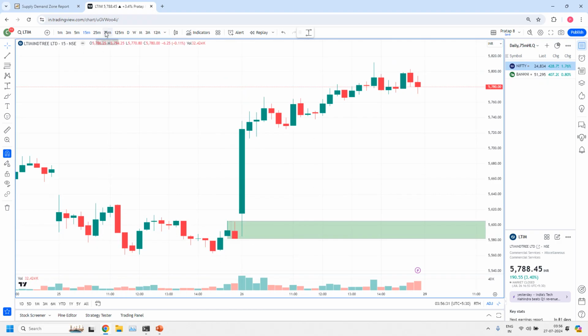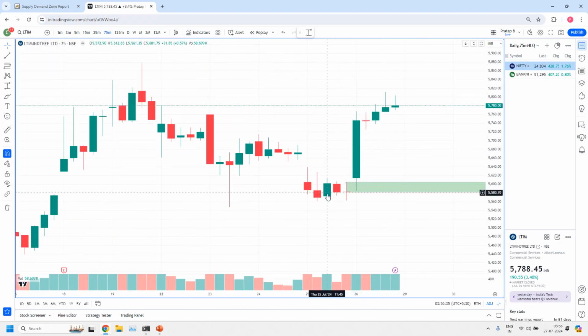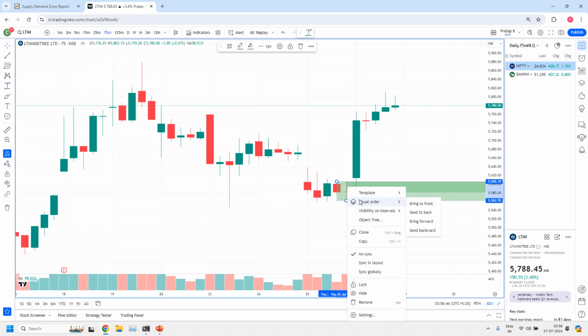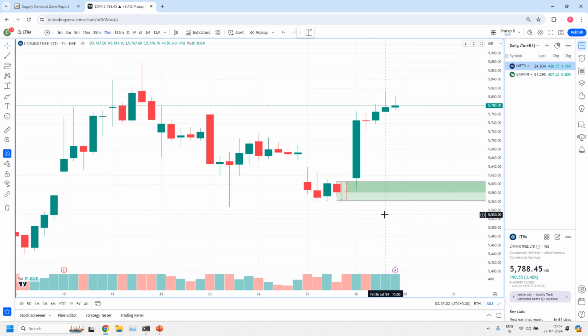So I am changing the time frame to 75 minutes. Yes, there is a 75-minute zone. We have a leg candle here, leg in. We have two base candles and we have a rally candle. So let me draw the 75-minute zone. Let me give a light color, compared to the earlier one. See here, inside we have the 15-minute zone and the current time frame is 75. Both overlap with each other.